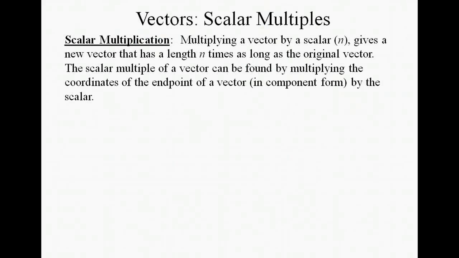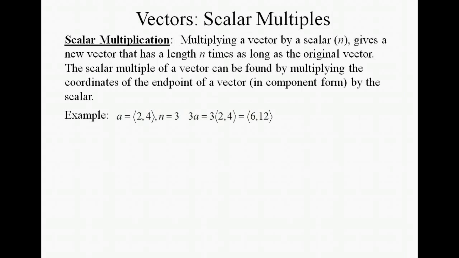Scalar multiplication is when you multiply a vector by a scalar, let's say n. What you're going to get is a new vector that has the length n times that of the original vector. You can find the scalar multiple of a vector simply by multiplying the components of the vector by your scalar. So let's say that we had the vector 2, 4.